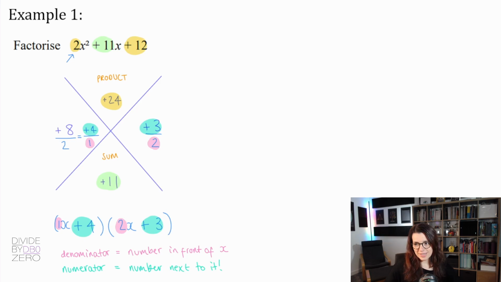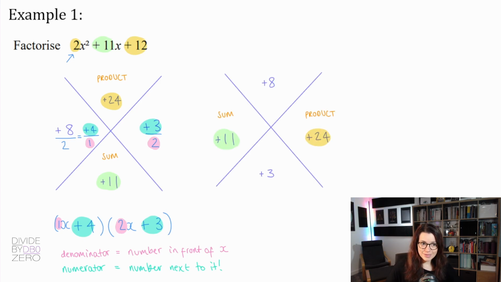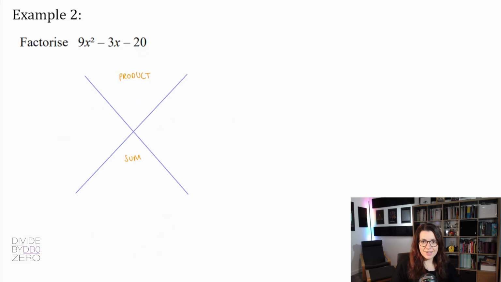Now it is worth noting that some people like to put the sum and the product in different parts of the X. That is personal preference. The rest of the method is the same. Let's look at another example.